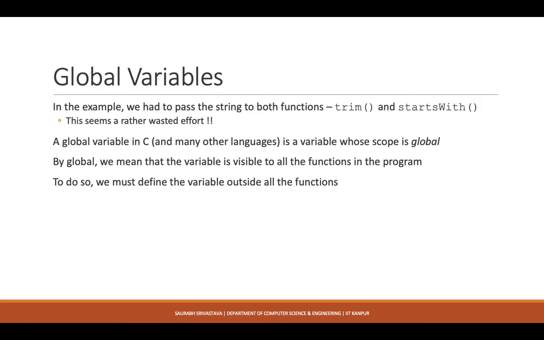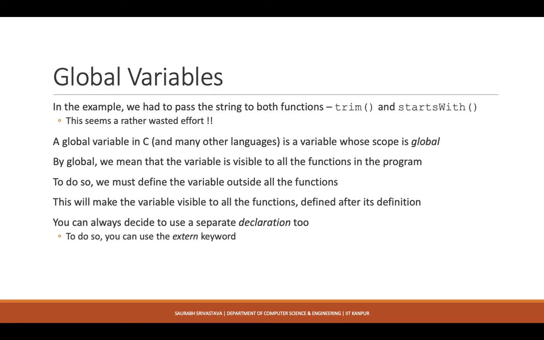So we are not going to define it inside a particular function, not even main. We have to define it outside all the functions. This will make the variable visible to all the functions defined after its definition. So the order is very important, right? The place where you define it, everything after that is going to be visible.